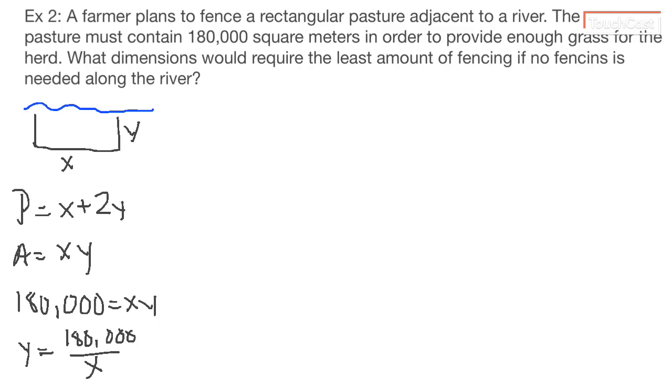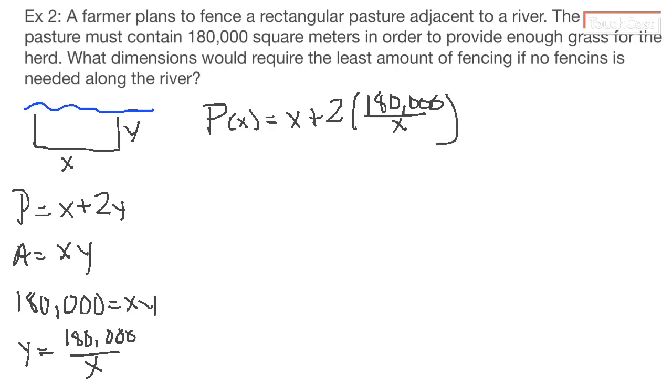Now we can take that and put it into the perimeter equation, and we're just going to write the perimeter equation as a function of x. So our perimeter is going to be x plus 2 times 180,000 divided by x. The reason we did the perimeter equation as our function is we're trying to minimize how much fencing we need, and the fencing is the perimeter of the rectangle.